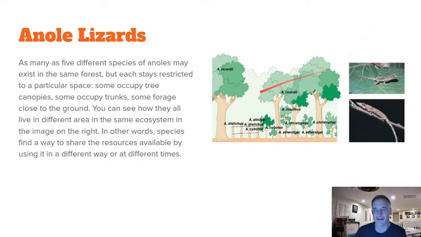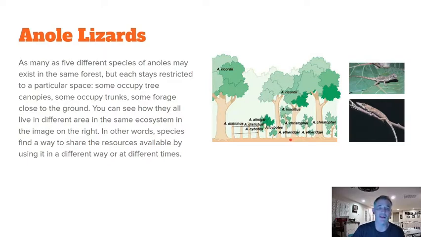Some of these species are way up in the tops of the trees, and they survive up there, feeding off of the insects and the food that's available up there. While others might be down in the trunk area, or in the middle part of the trees, and still others are going to be way down near the floor of the forest, surviving off of insects and bugs that spend most of their time on the floor.